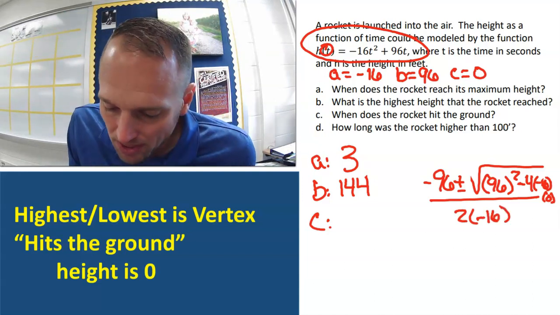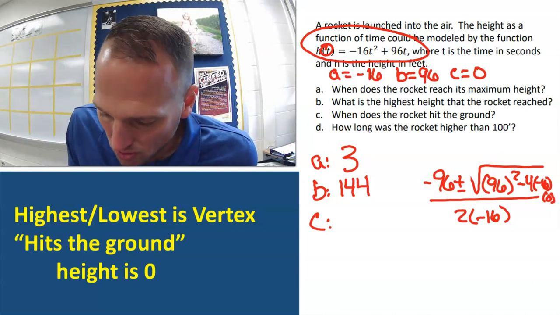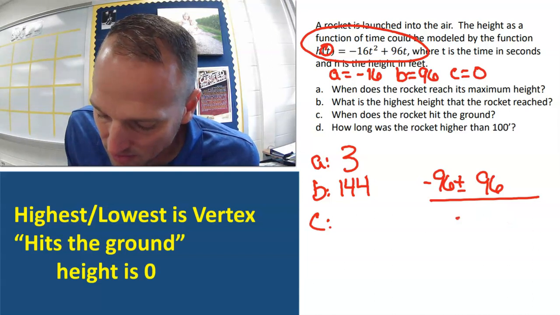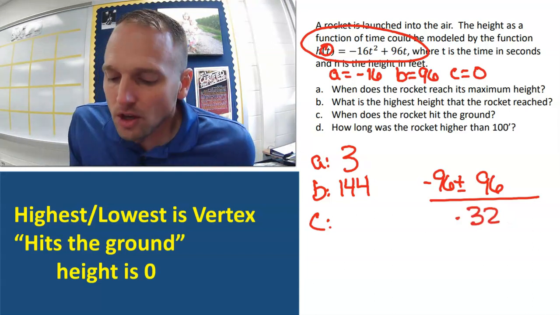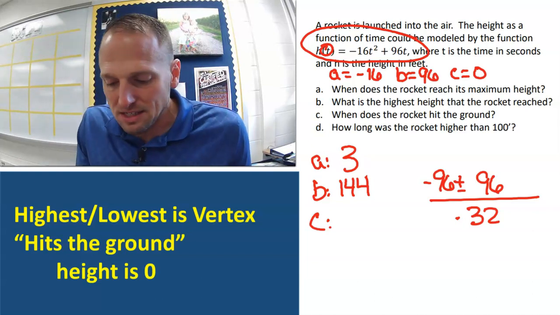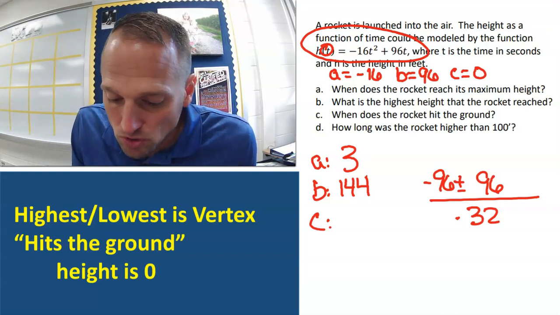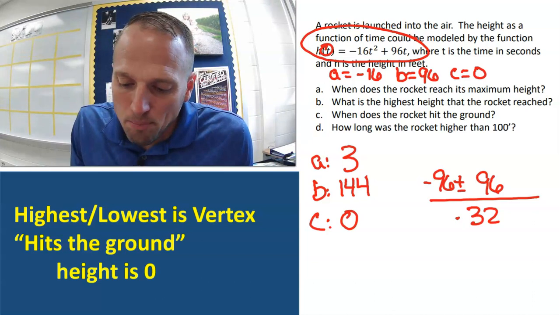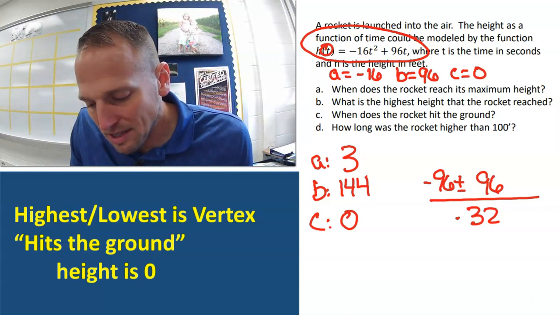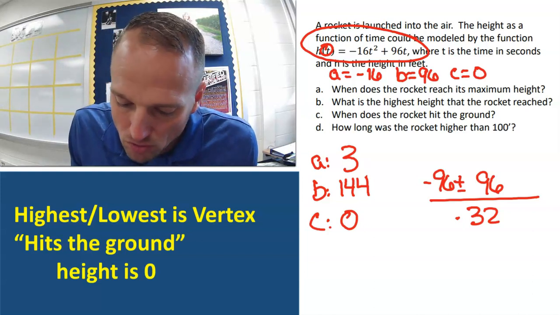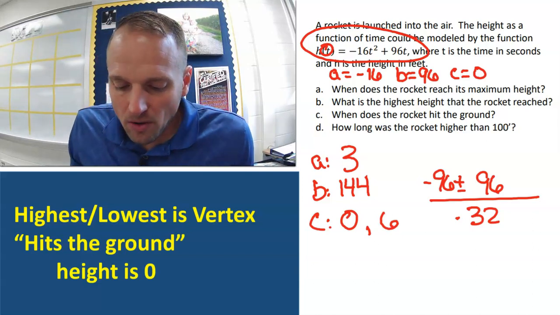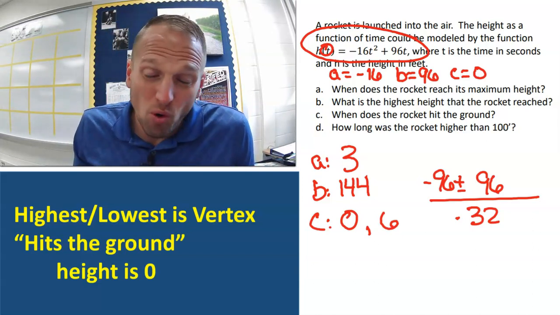Okay, so when we look at this, again, you can use your calculator. That'll get it all done if you want. But when we're all done with this, this is just going to be 96 right there. And 2 times negative 16 is going to be negative 32. So let's look at this. Negative 96 plus 96 is 0. Divided by negative 32 is going to be 0. And then if we put negative 96 minus 96 divided by negative 32, that's actually going to give us 6. So we've got 2 answers there, and neither one is negative, so they both look like they might work.